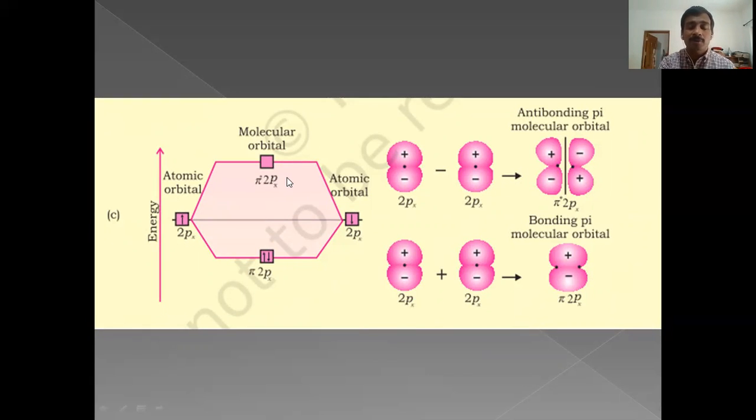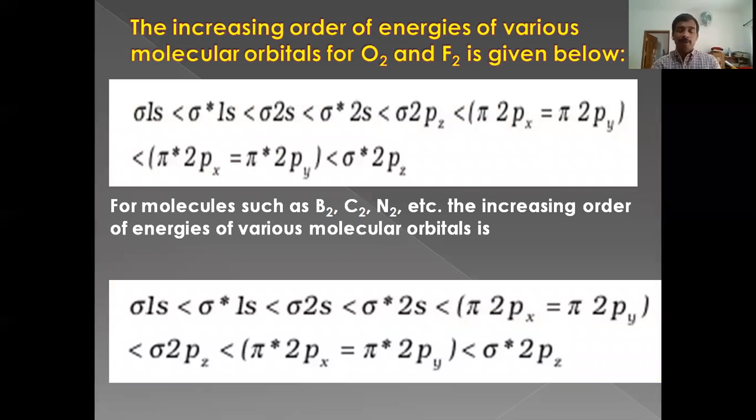Now sideways overlapping. Sideways overlapping is also possible in two ways, that is additive and subtractive. In additive overlapping, you can see the electron density between the nuclei is maximum, pi 2px. In subtractive overlapping, where 2px orbitals are overlapping, here you can see the electron density between the nuclei is negligible. Subtractive overlapping results in the formation of pi star 2px. So pi 2px, pi star 2px, similarly pi 2py, pi star 2py. We have a set of molecular orbitals.